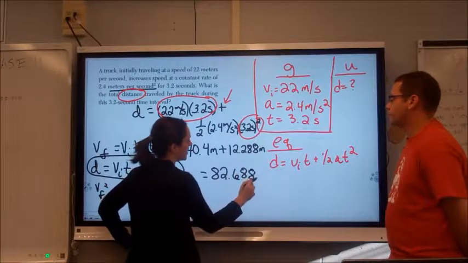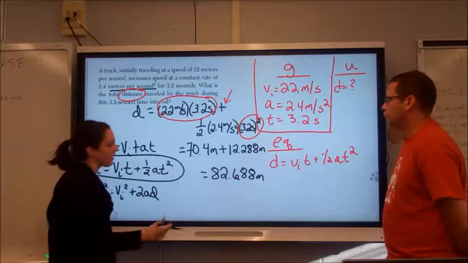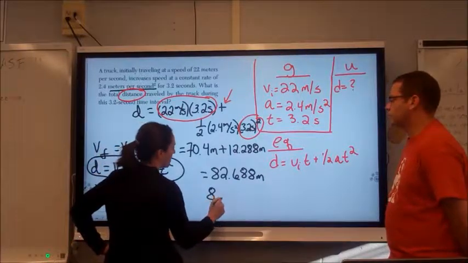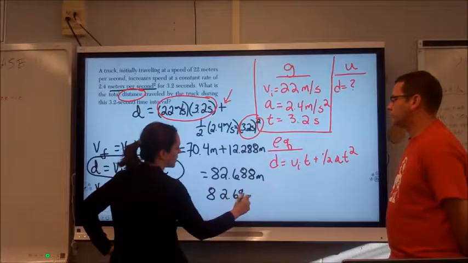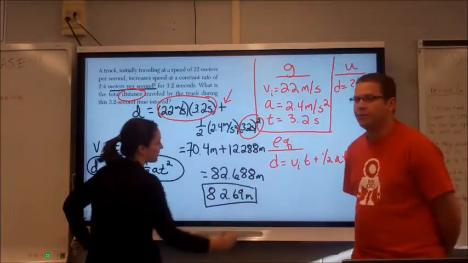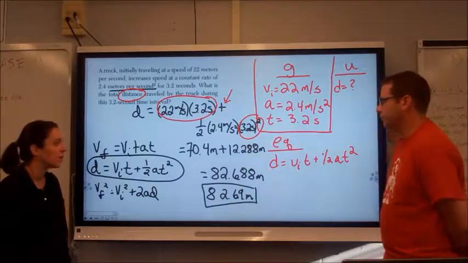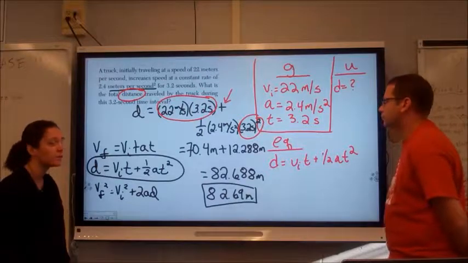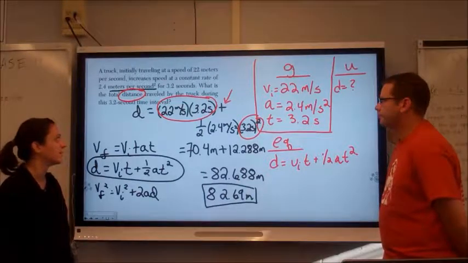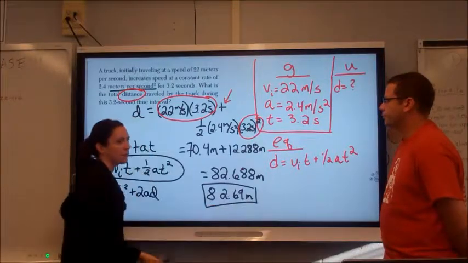82.688 meters. And we can leave that to 3 decimal places, or if you want, round it down to 2 and do 82.69 meters. That's okay too. What I would do is just round it to a whole number and say 83. So it depends on the question. It depends if this is multiple choice or not, what they're going to give you as possible answers. So they might give you 83, and this does round to 83 meters.